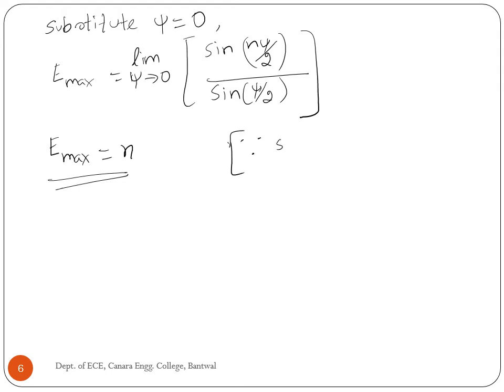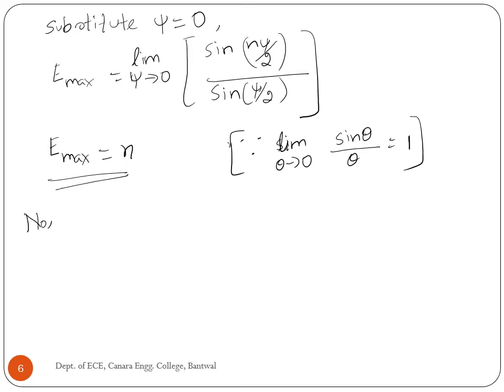We know that limit theta tends to 0 of sin theta divided by theta equal to 1. This concept you have used in the above equation. Then maximum electric field intensity is equal to n.